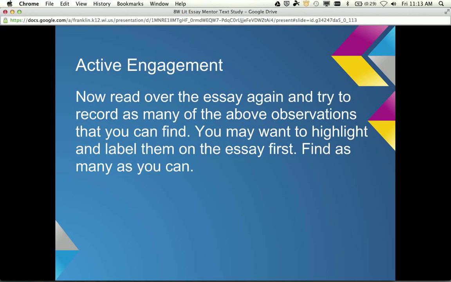So now read this essay over again and try to record as many of the above observations as you can find. You may want to highlight and label them on the essay first, and then find as many as you can. In order to look at these strategies, you're going to have to go back into your LA resource folder under presentations and look for the presentation entitled Mentor Text Study. You can pull up my presentation I just showed here on the podcast and take a look at those different strategies that you need to be looking for.